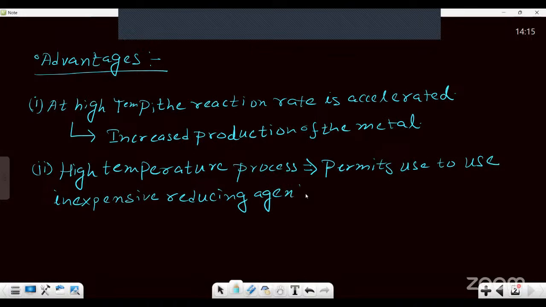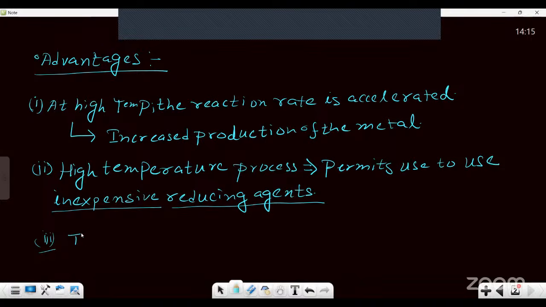Right? So we can use comparatively inexpensive reducing agents because the temperature is high. Okay. And another thing is, this can be a crude statement, but we can say that almost the rate of every reaction doubles with a 10-degree rise in the temperature.